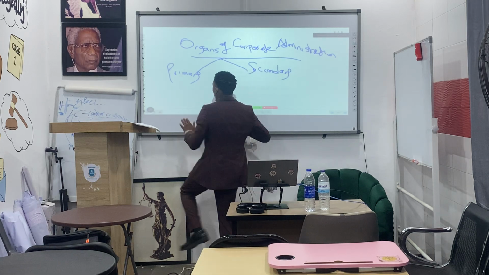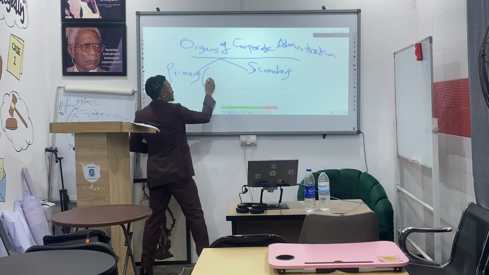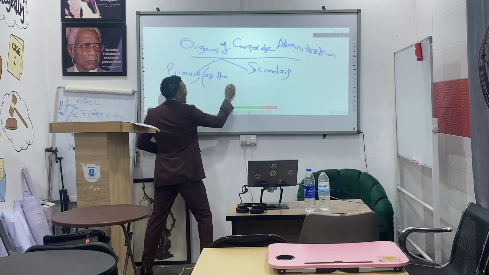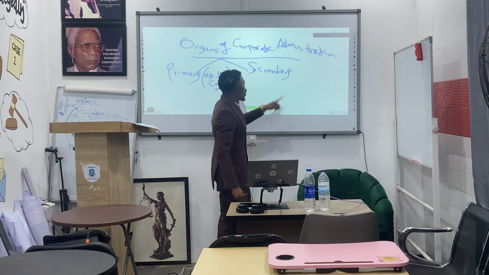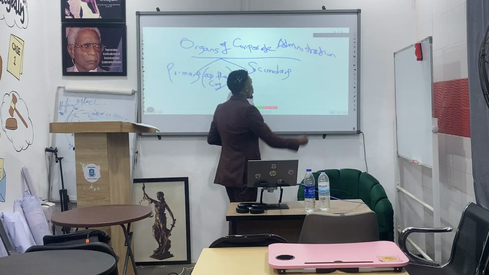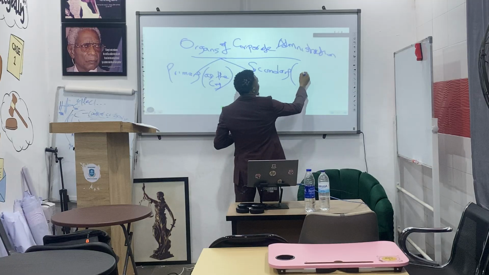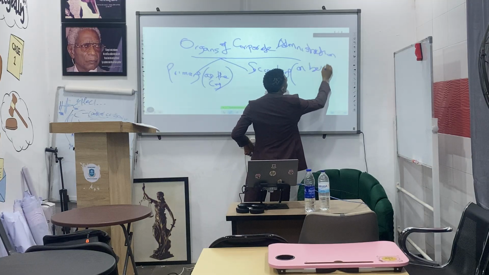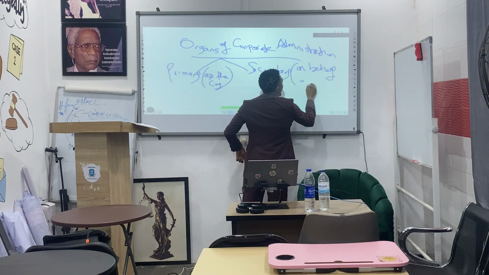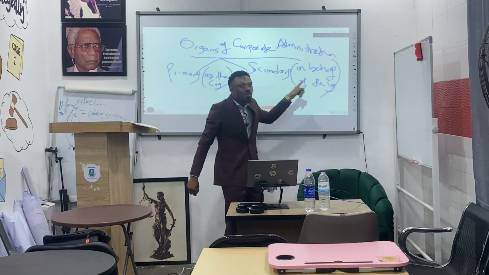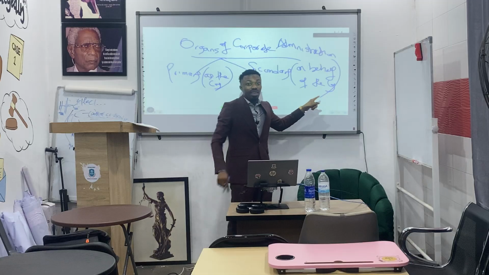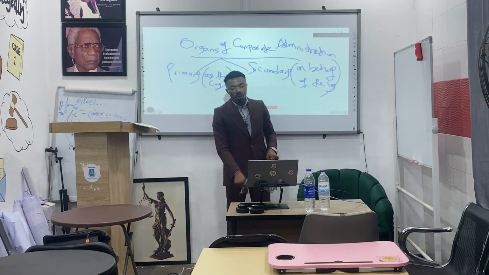So when we speak of the primary organ, see it as the body that acts as the what? As the company. This body acts as the company. But when we speak of the secondary organ, we are talking about those that act on behalf of the company. Those that act what? On behalf of the company. These people are not acting as the company. They are acting on behalf of the company.